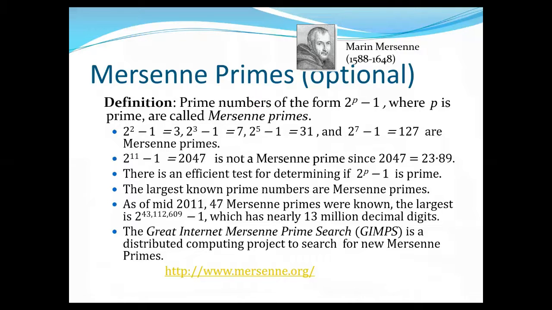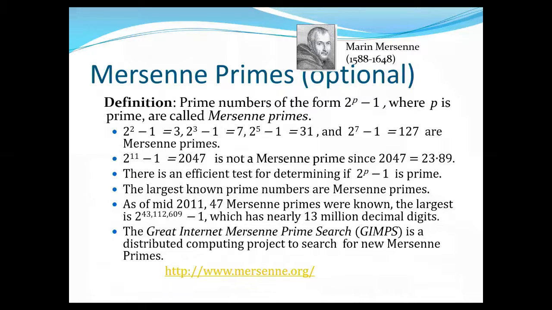So for example, we substitute 2, which is a prime number. 2 squared minus 1 results in 3. 3 is a prime number, so this is a Mersenne prime. Next, 3. So 2 cubed minus 1 gives 7. 7 is a prime number, so it's a Mersenne prime. Next, 2 raised to 5 minus 1. 2 raised to 5 is 32, minus 1 is 31. 31 is a prime number, so it's a Mersenne prime. 7 is again a prime number, so 2 raised to 7 minus 1 is 127. So it's a Mersenne prime.